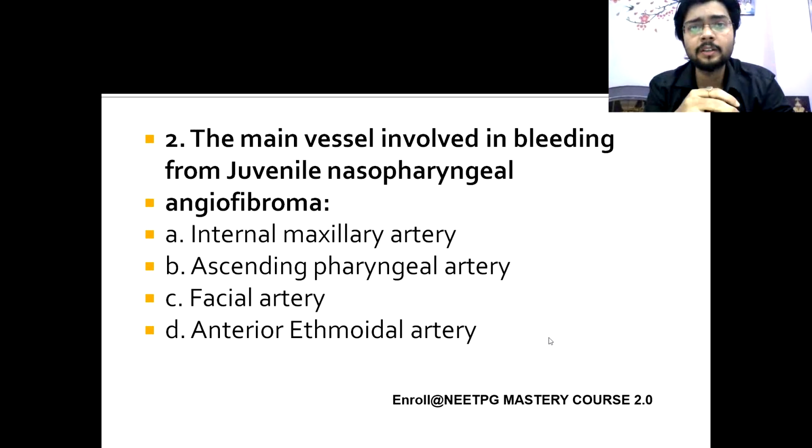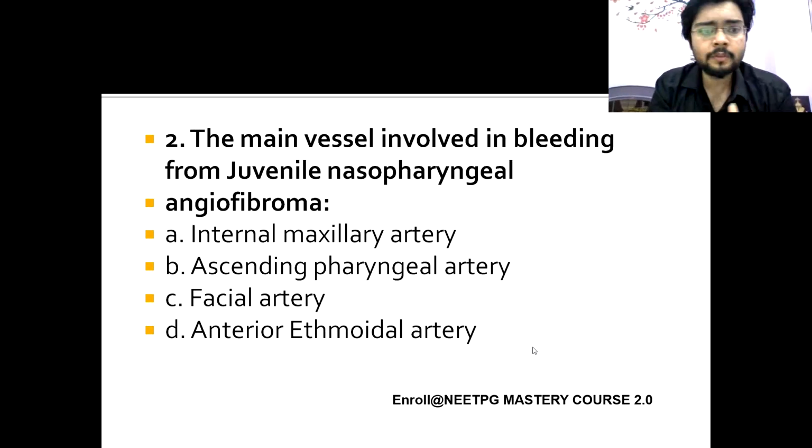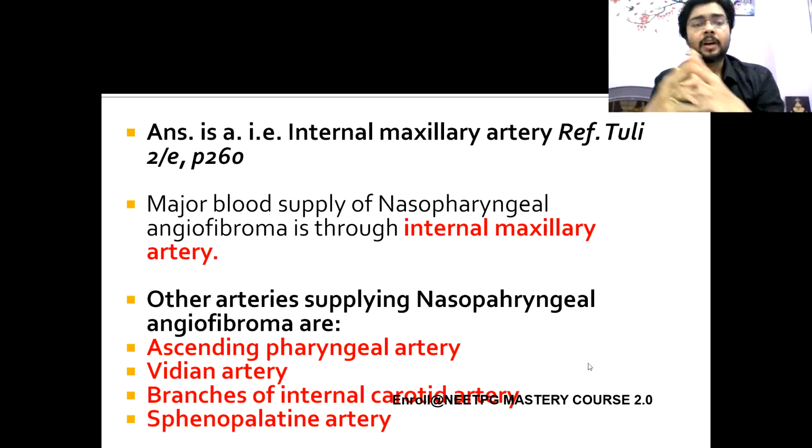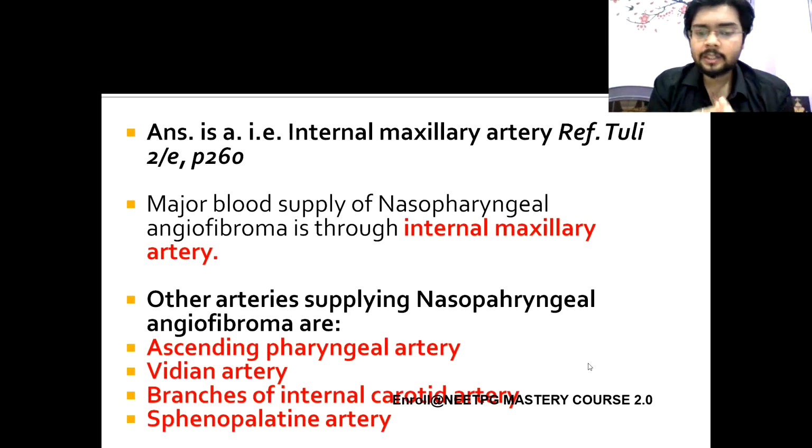It is a branch of the carotid, so it's a big vessel, and you will be able to see it once you expose the posterior wall of the maxilla. It is seen beautifully once you do the surgery. You should also know some other arteries which supply JNA, like the ascending pharyngeal artery, Vidian artery, sphenopalatine artery, which is already a branch of the internal maxillary, but these are less important. For now, you should only know that the internal maxillary artery is the main supply of JNA.